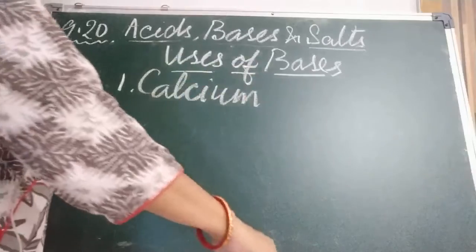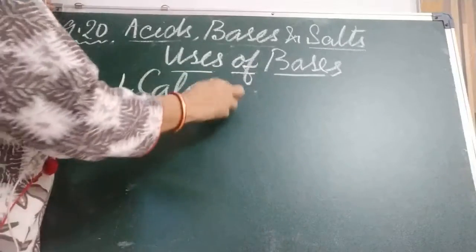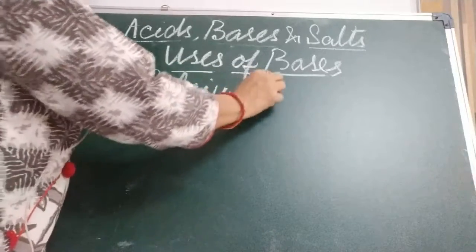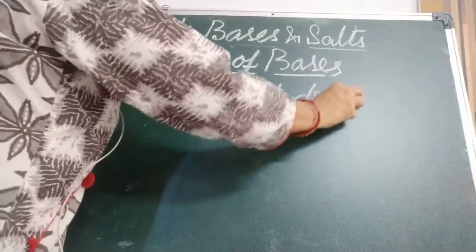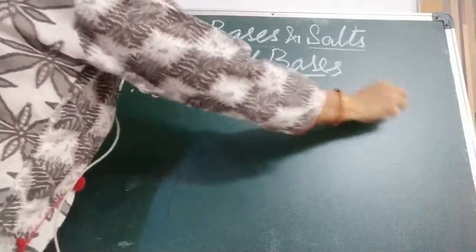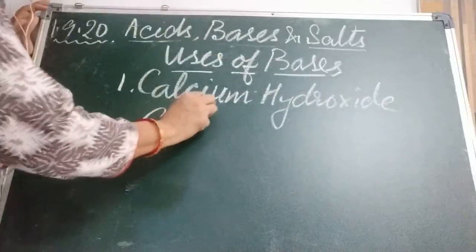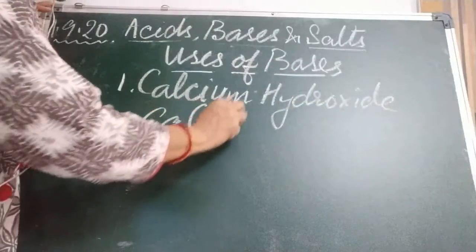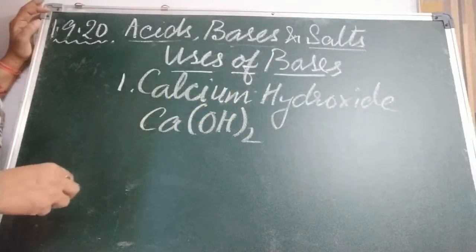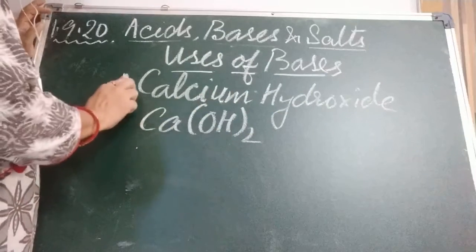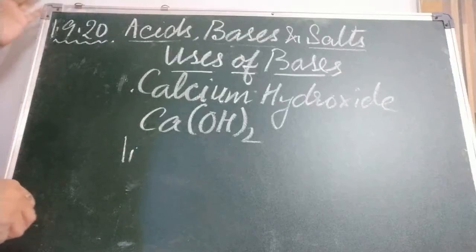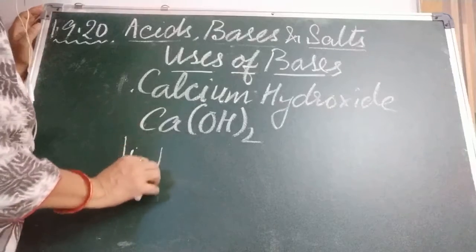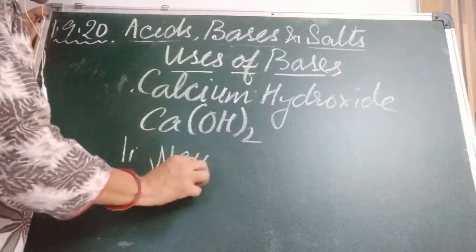Calcium hydroxide. The formula of calcium hydroxide is Ca(OH)2. The first use of calcium hydroxide is that it is used to neutralize the acidity in soil.